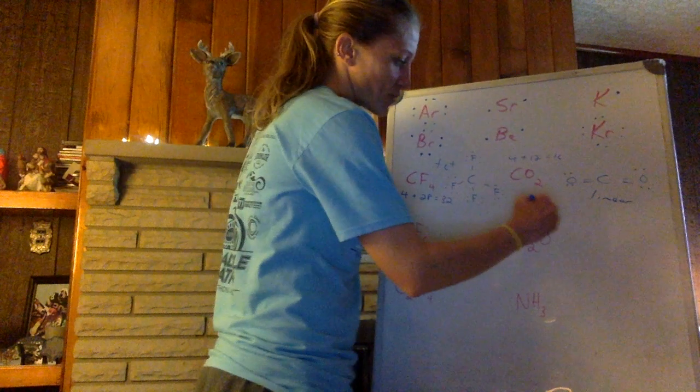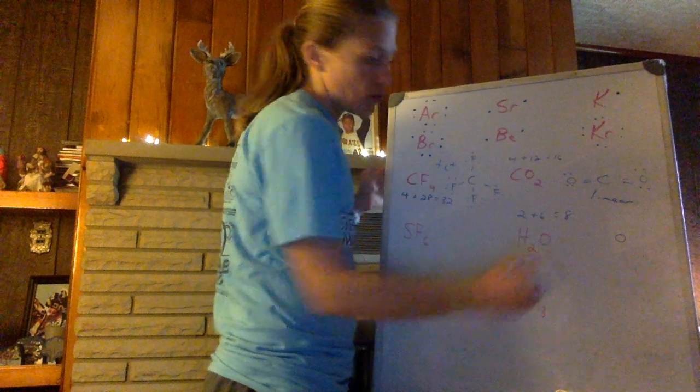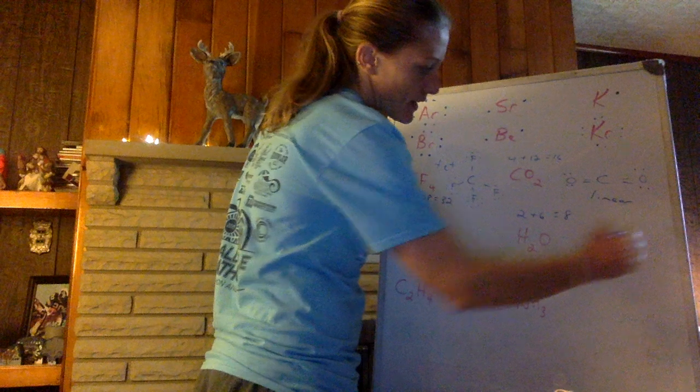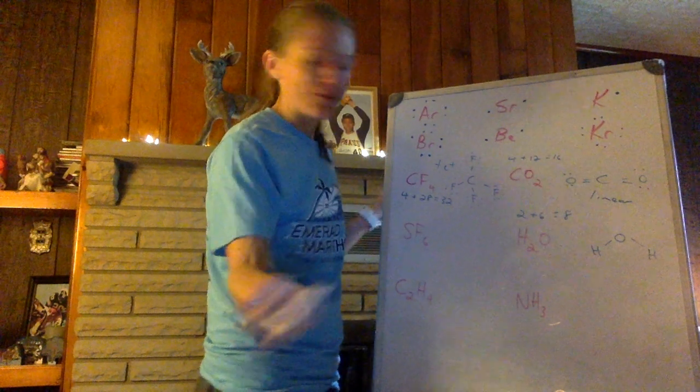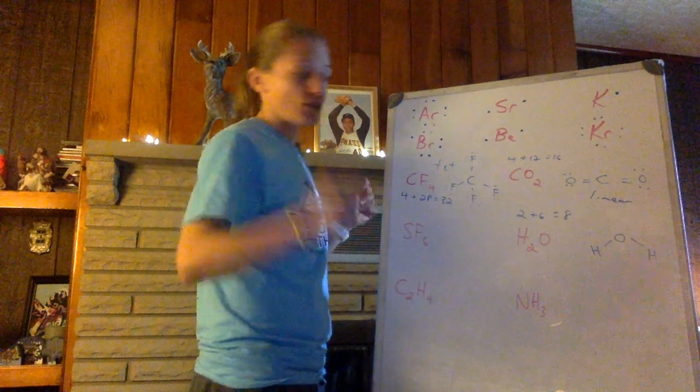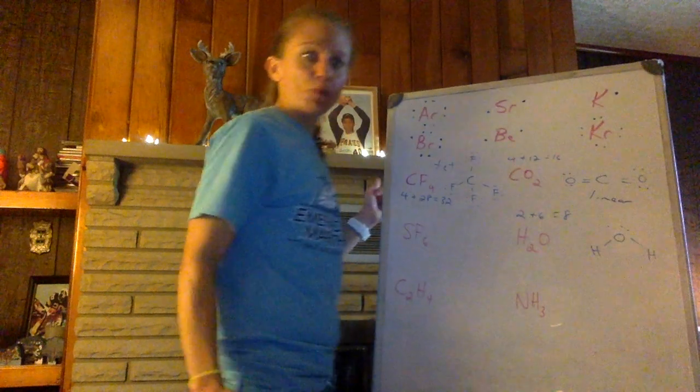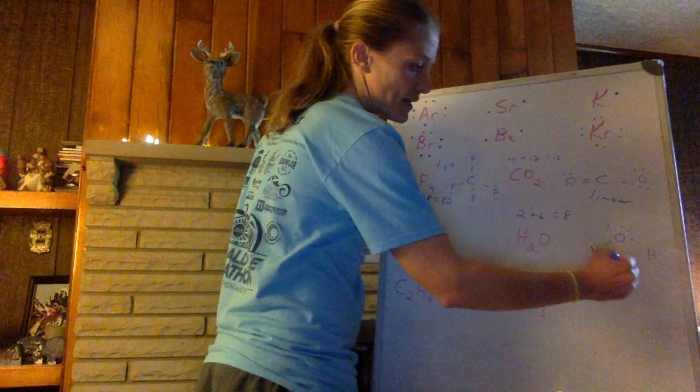2 electrons from hydrogen plus 6 from oxygen is 8. Oxygen in the middle with 2 hydrogens. Moderately cheating because I know what the geometry is. You might remember too, we've done it a bunch. 2, 4, and remember hydrogen's good. 1 bond, no dots. Oxygen likes 2 bonds and 2 pairs of dots, and they make it bent. See, this isn't too bad.